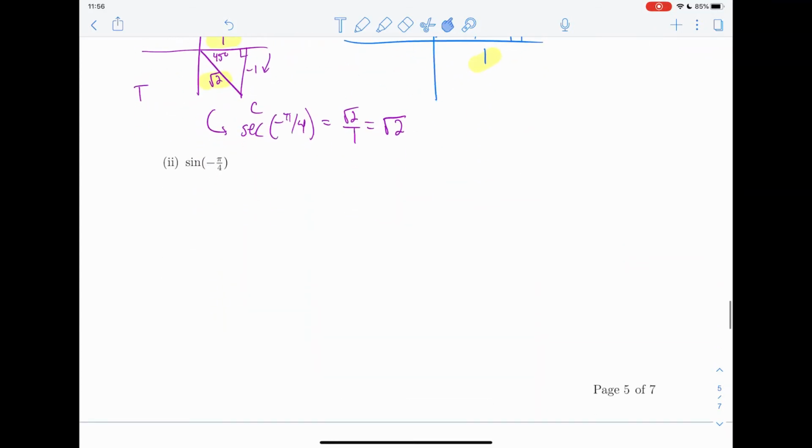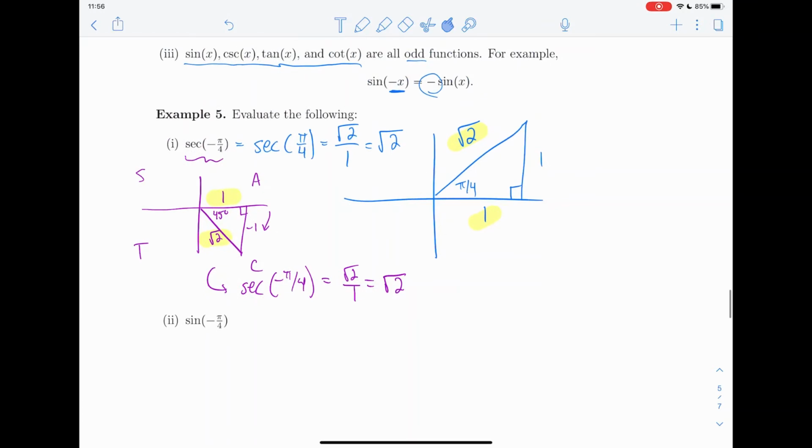Here we have sine of negative pi over 4. So it's the exact same angle. So we can actually use the exact same picture if we wanted to. But the key observation is that sine is an odd function. So this is going to be equal to negative sine of positive pi over 4. And now referencing the same picture from above, this picture right here, we recognize that this is equal to negative, and sine is going to be opposite over hypotenuse. So here we'll get negative 1 over square root of 2.